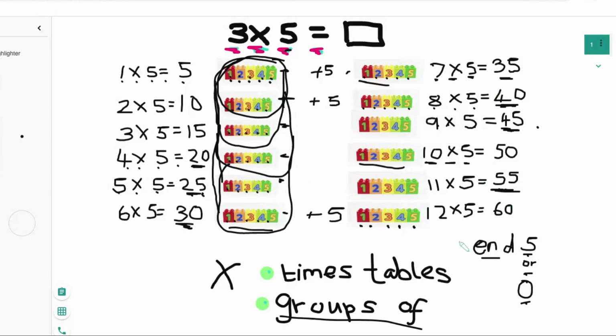Can you believe that we've done all of our 5 times tables? You've worked ever so hard. Now we're just going to count them. Should we just count our times tables? Should we go through our 5 times tables?